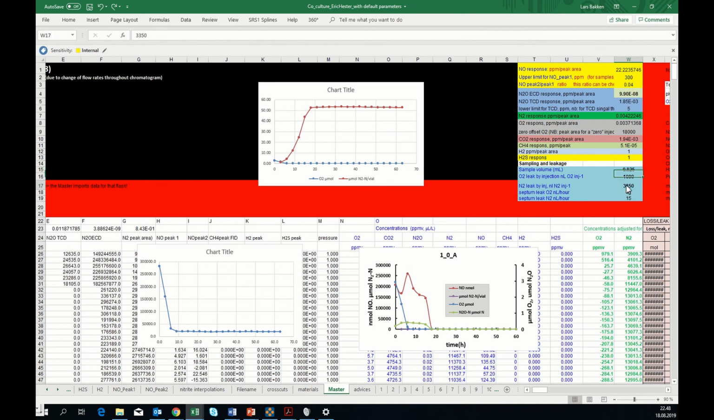Similarly, if I had ignored the leakage of N2, you will see it. If I ignore the leakage of N2 into the system, you will see that my accumulated estimated N2 production isn't stable anymore, but it's increasing. So that shows you how essential it is for the nitrogen balance in an experiment to have the sample volume and the nitrogen leakage correct.